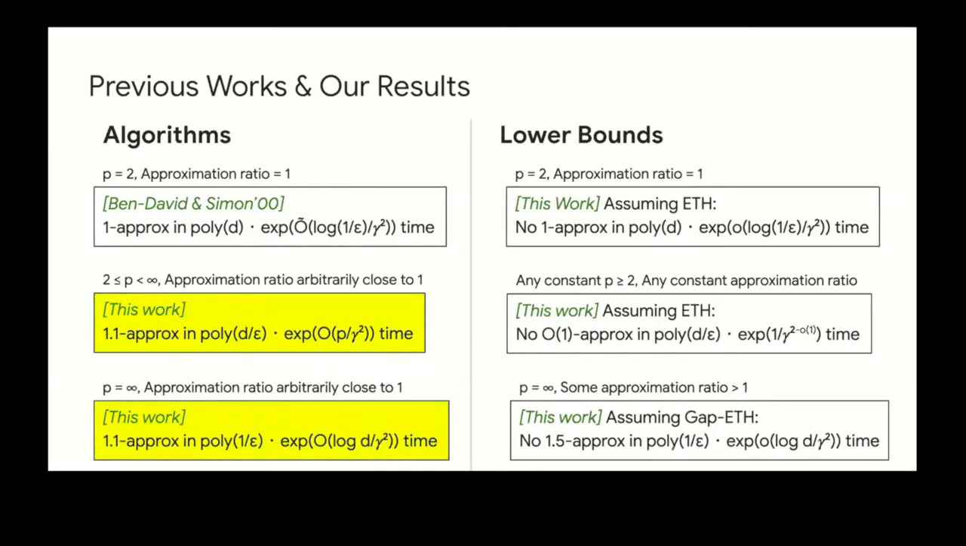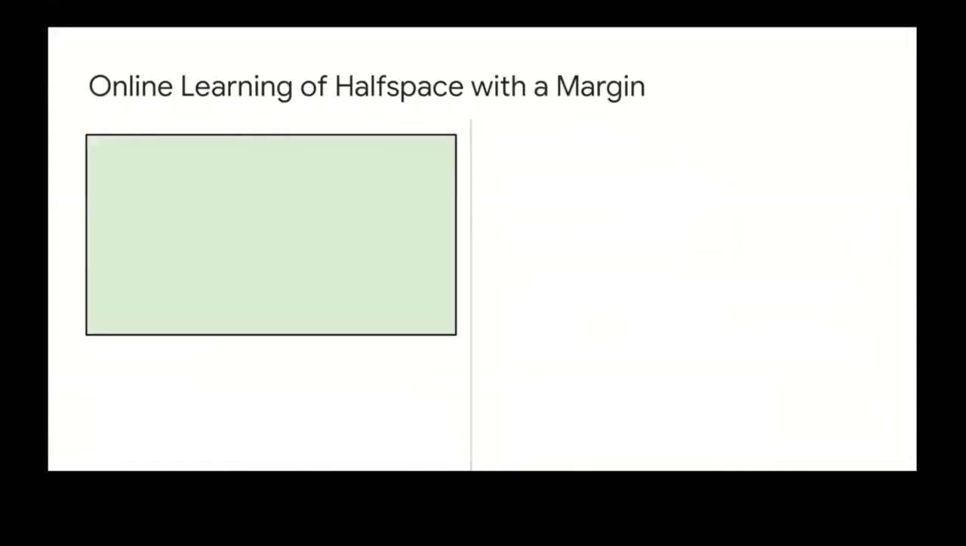So recall again, in our algorithm, we want a 1.1 approximation. For p between 2 and infinity, the running time will be exponential in p over gamma squared. For p equals infinity, the running time will be d to the 1 over gamma squared. The algorithm will actually be extremely simple, but I will have to introduce one more notion.